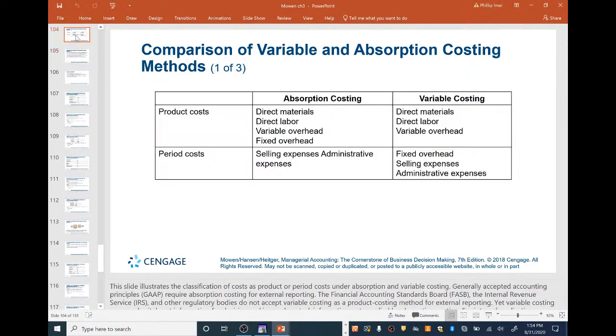Once again, GAAP, FASB, and the IRS require absorption costing. Let's look back at absorption costing: direct materials, direct labor, variable overhead, and fixed overhead. That enters into the cost of goods sold, which gives us gross profit. Then to get from gross profit to operating income, we back out the selling expenses and the general and administrative expenses. Remember, that's for U.S. GAAP external reporting. Variable costing is for internal purposes. That's what the slide we just went over touched on. I just want to show you the breakdown of the components of absorption costing and variable costing, and which is relevant to internal and which is relevant to external.